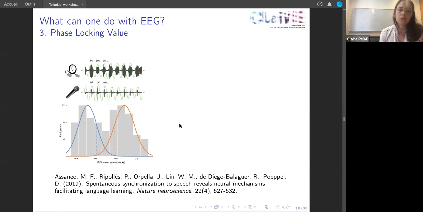So then they took some participants from the two groups and they put them in the MEG. So it's not EEG, but it's almost the same, let's say. More expensive, more fancy, but in terms of phase locking value analysis, you can do the same thing.